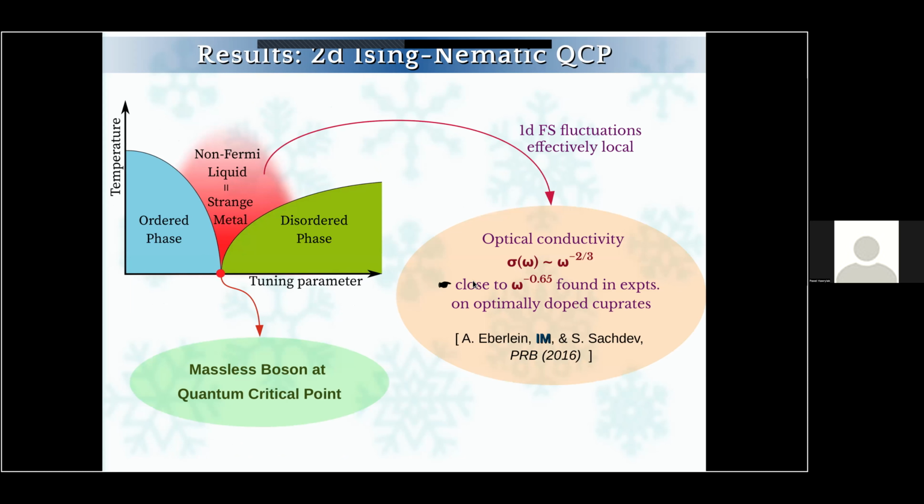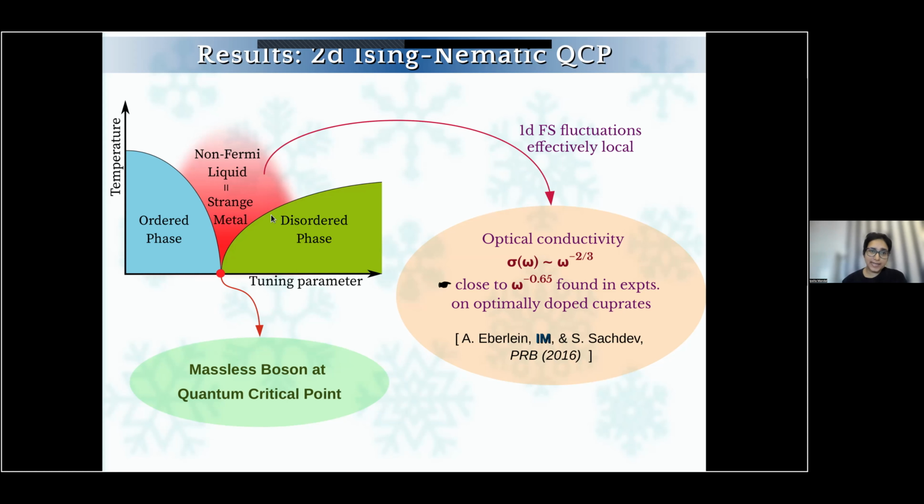Now, let me just tell you the results that we got. We considered this Ising nematic quantum critical point in generic dimensions, but the two-dimensional case is interesting due to the fact that it is related to these high TC materials phase diagrams. So for the 2D case, we have a one-dimensional Fermi surface, which undergoes violent fluctuations, but these fluctuations are effectively local in momentum space.